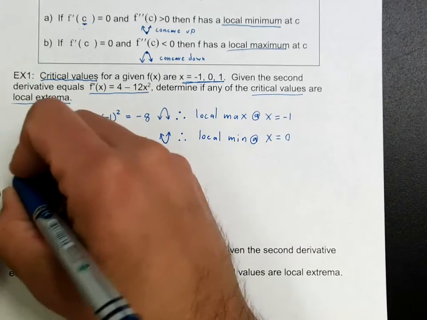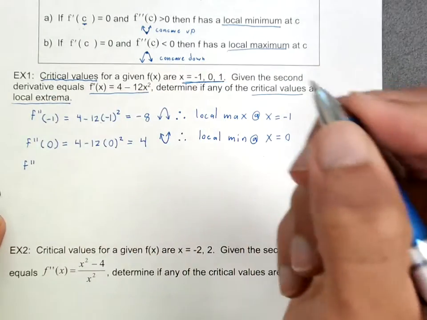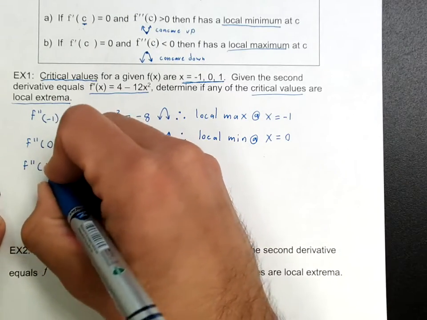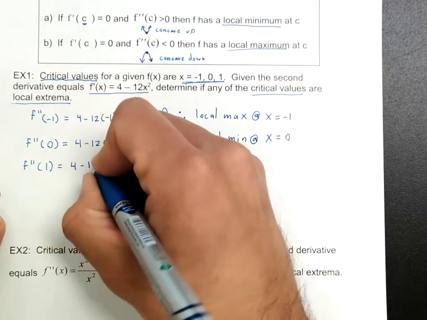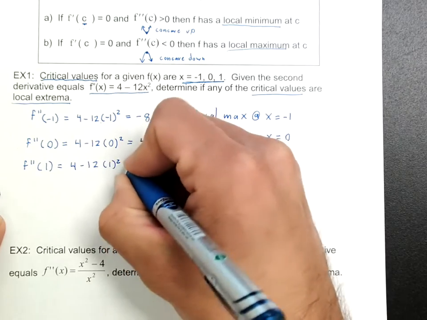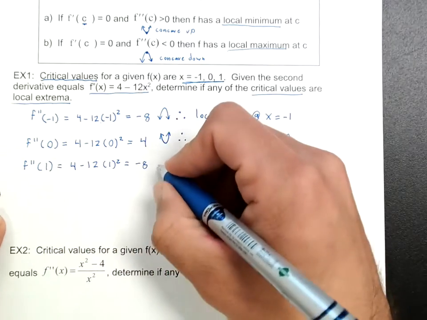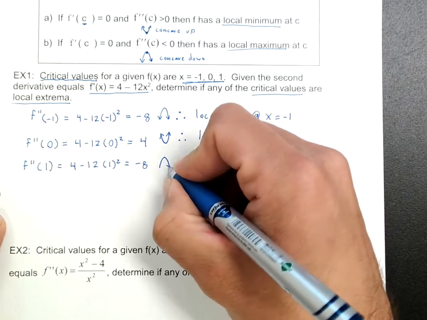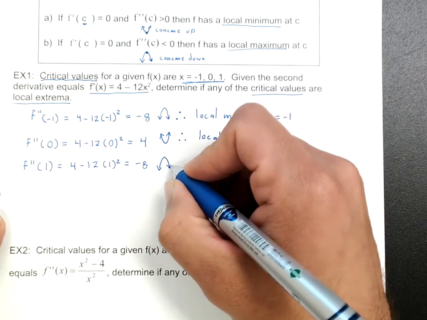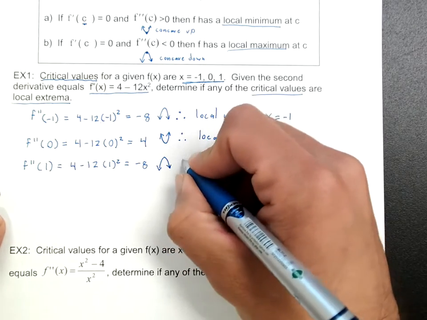And finally, I'm going to do exactly the same thing on the next one. So I'm going to plug in a 1 into the second derivative. And that's going to give me a -8 again. So that means that at 1, I also have a concave down, which means I have a local max.